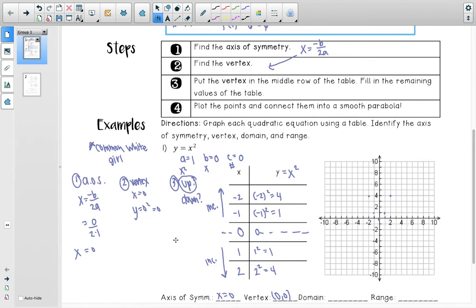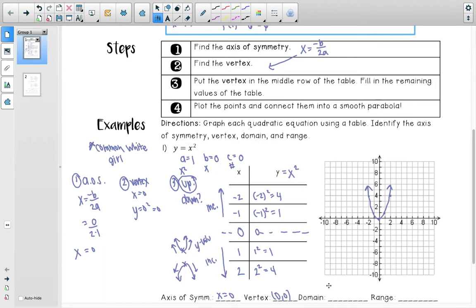Since the graph is going up, the values off of this vertex should increase and increase. If it was opening down, the values off the vertex should decrease. And by values, I mean the y values. Okay, so we have these 5 points. We can go ahead and graph it. Bear with me, I'm not very good at graphing on here.